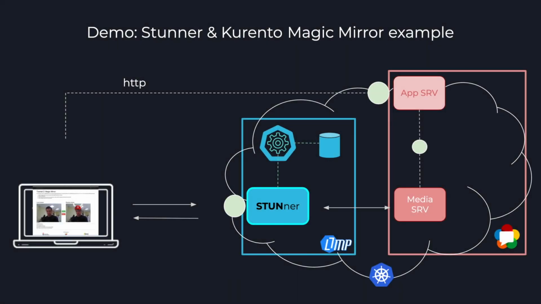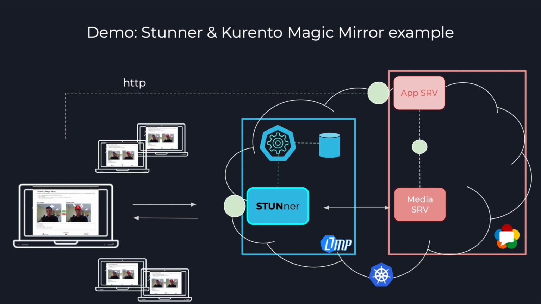Now we are going to demonstrate how Stunner makes possible the seamless scaling of media servers. For this purpose, we use Kurento's magic mirror example, where the media server draws a Super Mario hat on the viewer's head. We create a deployment where there is a single application and media server with a Kubernetes service in between. Then we start some background traffic to overload the single media server.